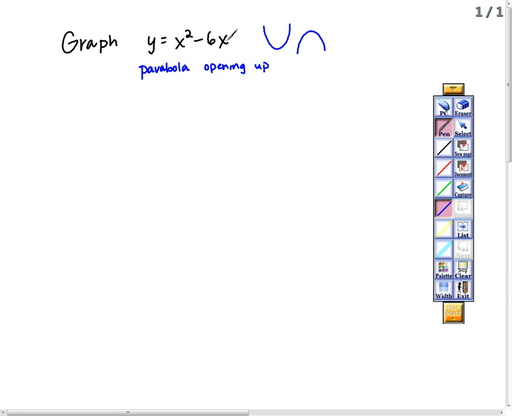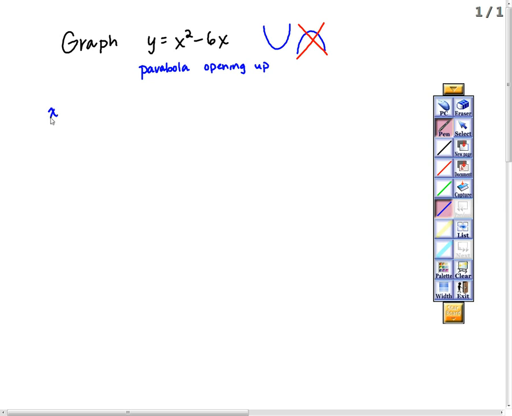Anytime you have an equation where the highest power of x is x squared, and all the other terms have x to the first power or are constants, with no fractional powers, it's a polynomial with the highest power of x being x squared, so it's a parabola. You need to know the basic shape, so it's going to look like this. Let's find the intercepts.